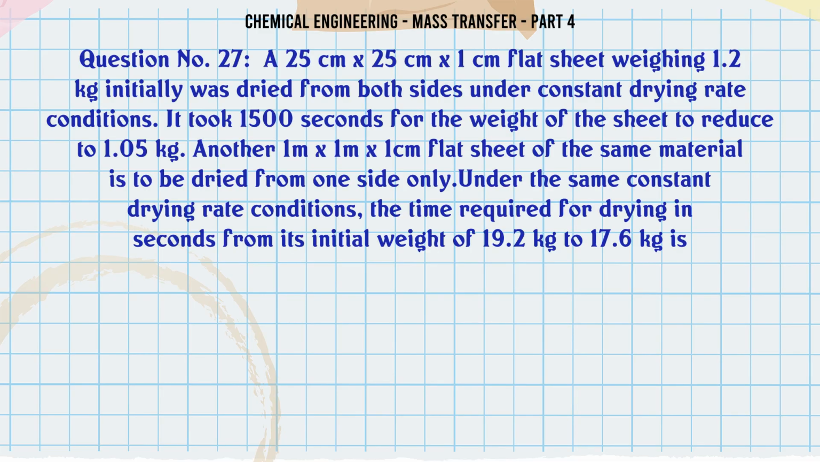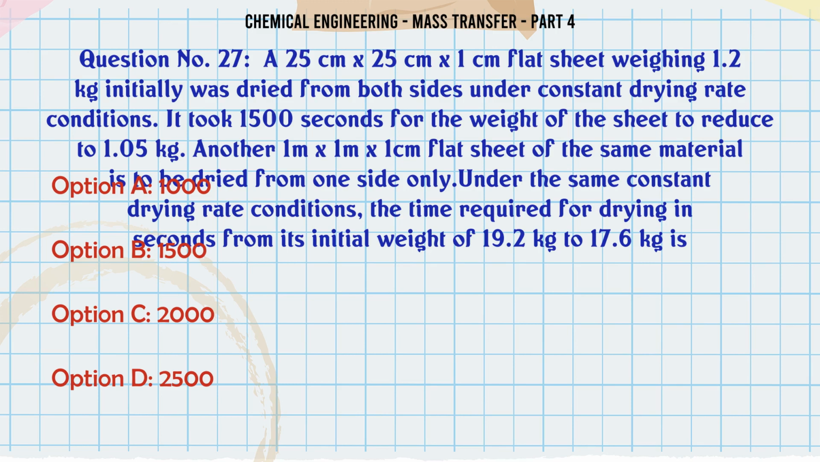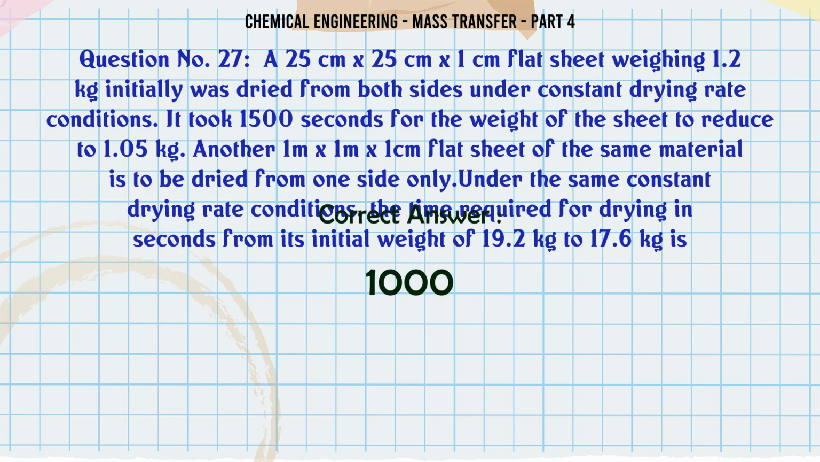A 25 cm x 25 cm x 1 cm flat sheet weighing 1.2 kg initially was dried from both sides under constant drying rate conditions. It took 1,500 seconds for the weight of the sheet to reduce to 1.05 kilograms. Another 1 m x 1 m x 1 cm flat sheet of the same material is to be dried from one side only. Under the same constant drying rate conditions, the time required for drying in seconds from its initial weight of 19.2 kilograms to 17.6 kilograms is A. 1000, B. 1500, C. 2000, D. 2500. The correct answer is 1000.